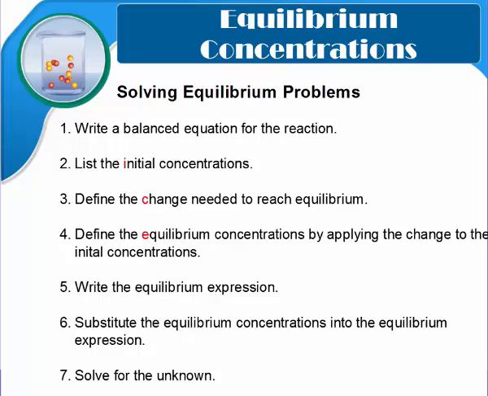To solve equilibrium problems that have initial amounts, we're going to first make sure we have a balanced equation. Then we're going to set up an ICE chart, which is your initial concentrations. Then we define the change needed to reach equilibrium. Then we define the equilibrium concentrations by applying the change to the initial concentrations. Then we write the equilibrium expression, plug in all of our equilibrium concentrations into that expression, and solve for the unknown.